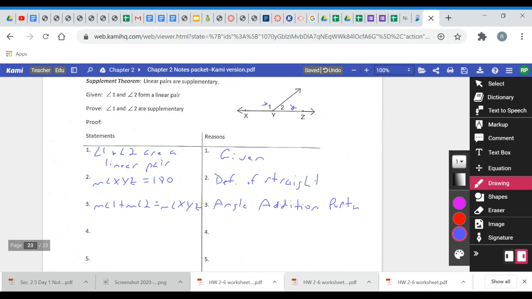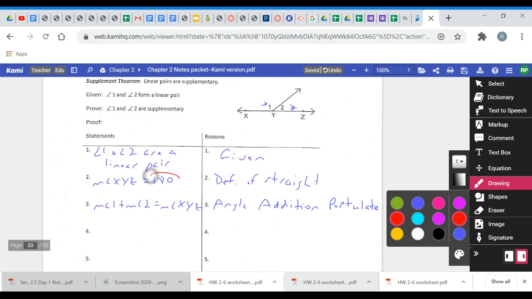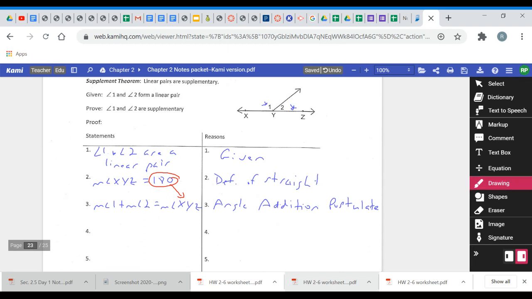Okay, so we got angle addition postulate. There we go. So from there, we can see that, again, if we said the measure of angle XYZ is equal to 180, then we can put this 180 in for the place of angle XYZ. And so in this next line, I can say measure of angle 1 plus measure of angle 2 is equal to 180. And that is substitution.